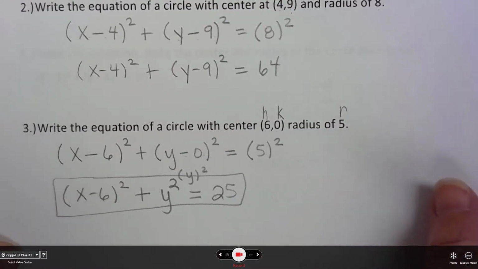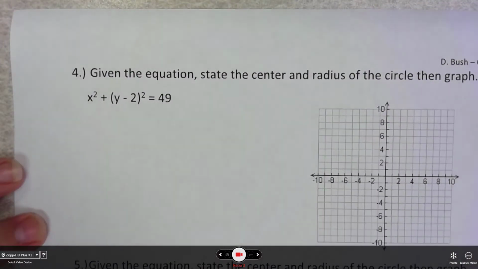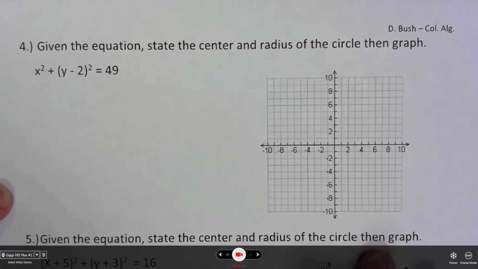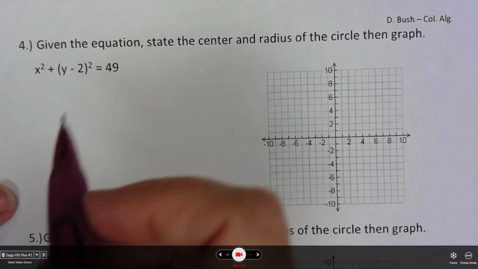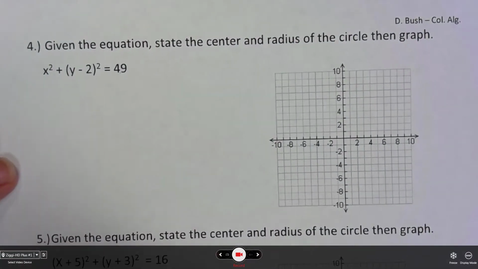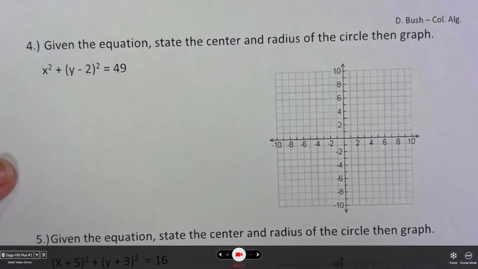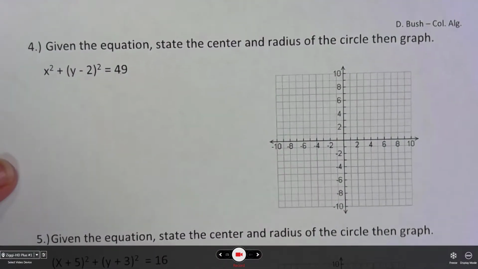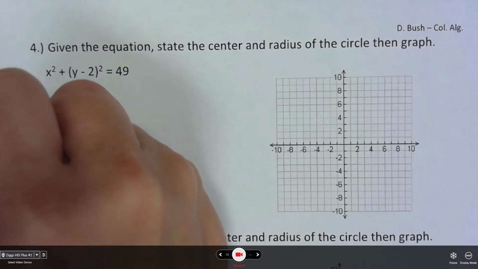Now let's look at a few where we're given the equation and we want to find the center and radius and then graph the circle. If we're given the equation, we know that x plus or minus the number, and y plus or minus the number give us the center, and the square root of this number gives us the radius. Also, we learned that if you have just x squared or just y squared, then h or k is 0. You saw that on equation number 3, where k was 0, and therefore it left just y squared. So in this case, the h is going to be 0.